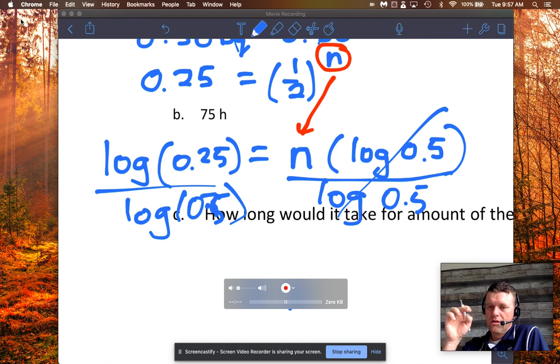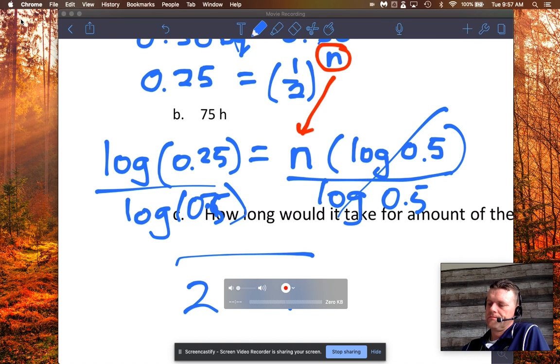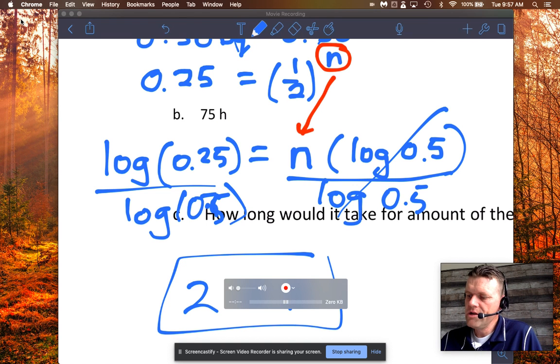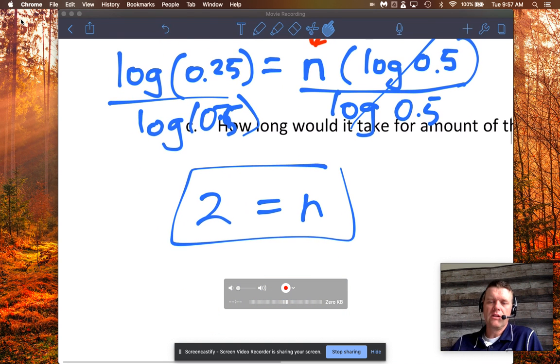This won't surprise you, but I'm just trying to show you in your calculator. If you punch in log of 0.25, and divide that by the log of 0.5, you get 2. Now, that means the number of half-lives, that's what we're finding, right? This lowercase n, the number of half-lives, is 2.